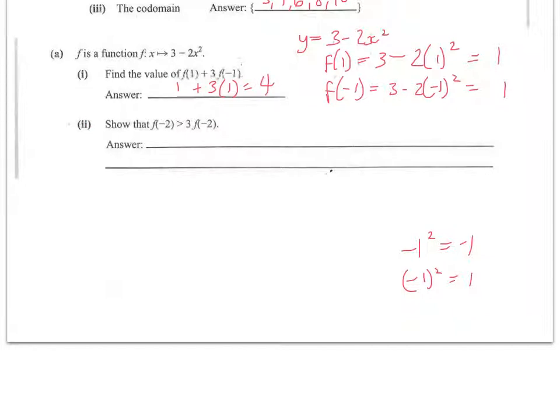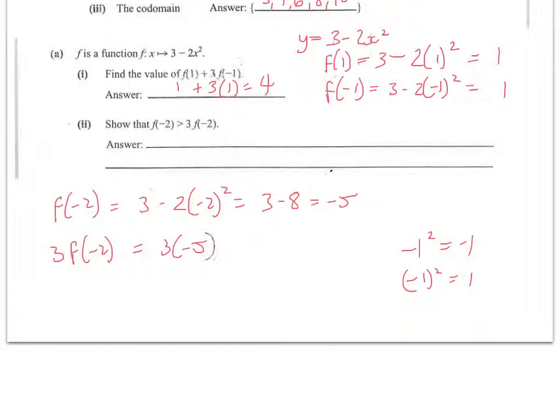Moving on to the last part, we're asked to look at f of minus 2. If we work out what f of minus 2 is, when you work it through, you'll end up with the answer of minus 5. So f of minus 2 is minus 5. 3 lots of f of minus 2 is 3 lots of minus 5, which is minus 15. And it would be safe to say, to appreciate that minus 5 is indeed greater than minus 15, and so therefore the statement's true.